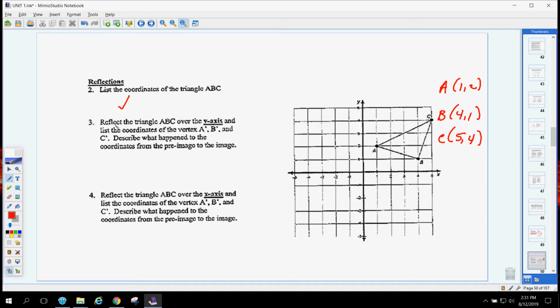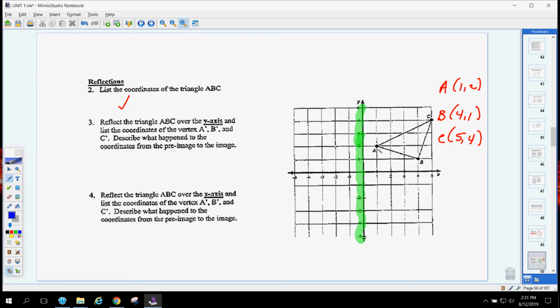Okay. Now it says reflect the triangle ABC over the y-axis here. That's what I'm taking this to be, y-axis, and list the coordinates of the vertex A prime, B prime, and C prime. Describe what happened to the coordinates from the pre-image to the image. Well, if we reflect across the y-axis, and this is our y-axis right here, going down, we're going to reflect across that. I'm going to put the new one in blue.